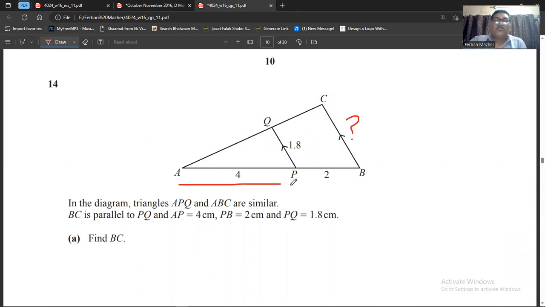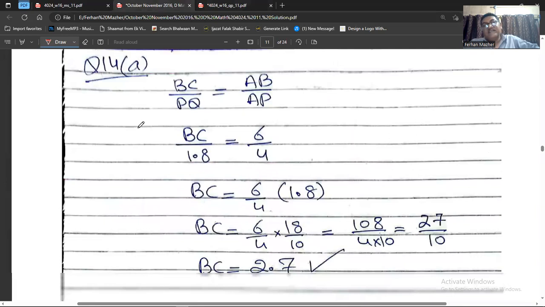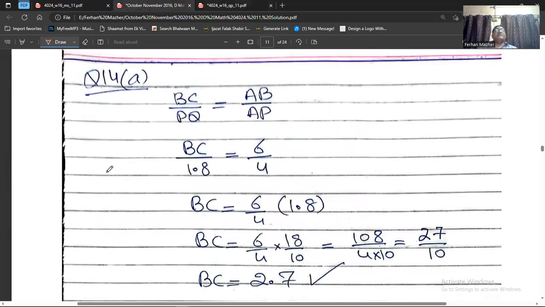The ratio of the small triangle's side to the big triangle's side is the same. So it will be 4 by 6 equals 1.8 divided by BC. Let me show you. I've written this, and here we go. BC by PQ equals AB by AP. BC is the question, divided by PQ, which is 1.8, equals AB, which is 6, over AP, which is 4, because they are similar. So the ratio of their sides is the same, small triangle to big triangle. So BC will be equal to 6 by 4 into 1.8.